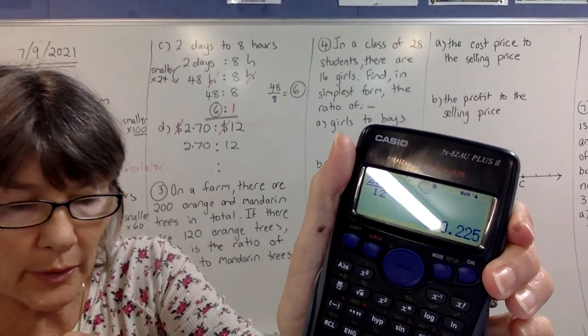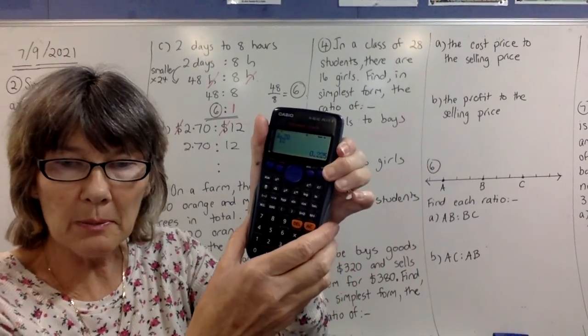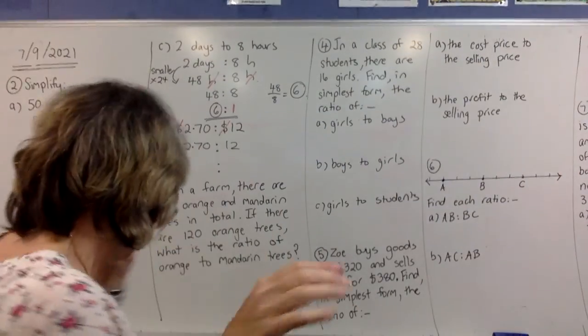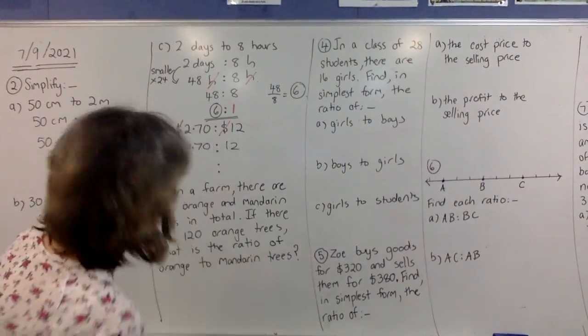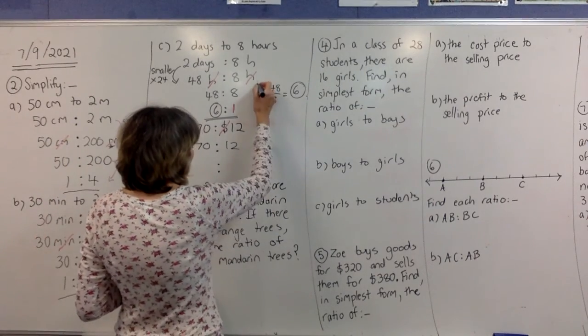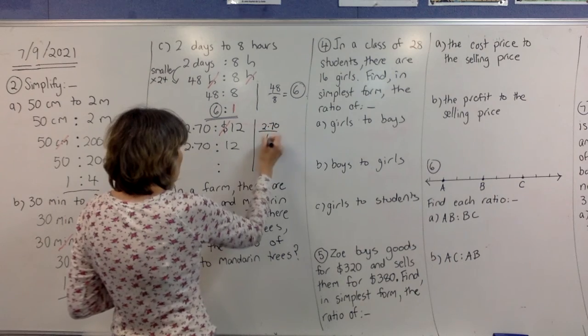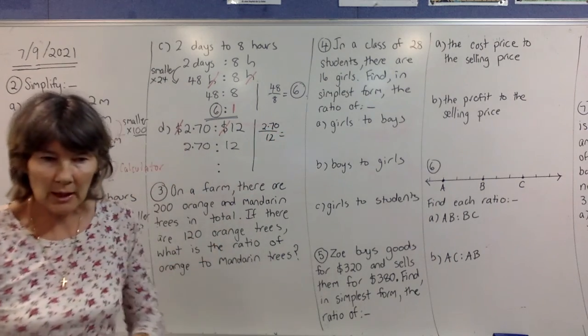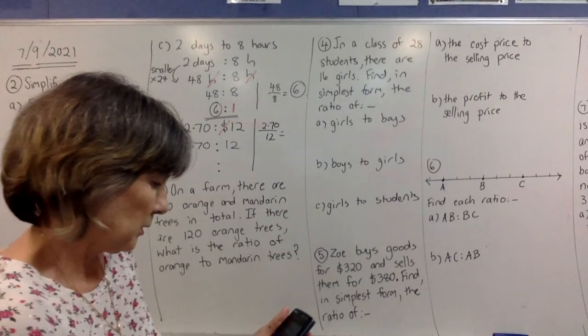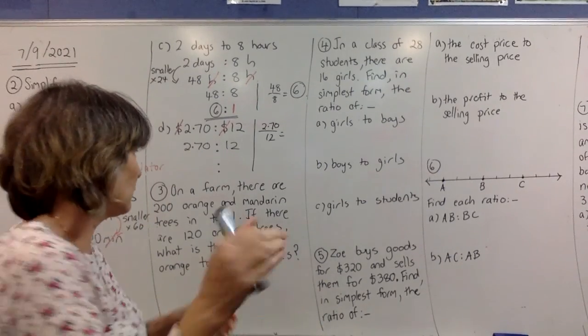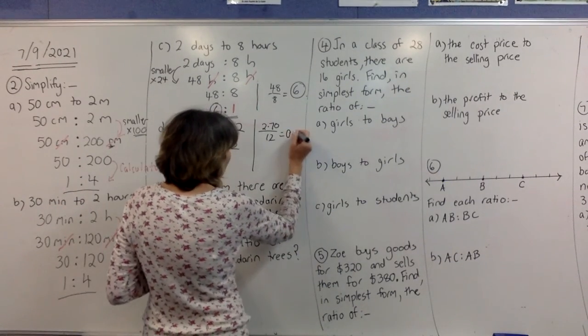All right, so we don't want that. So I'll show you what happens. Just keep that on your calculator. So this is what we just did on our calculator. We just did 2.70 over 12. And what did it give us again? Let's have a look. 0.225. Don't touch your calculator, just leave it there.